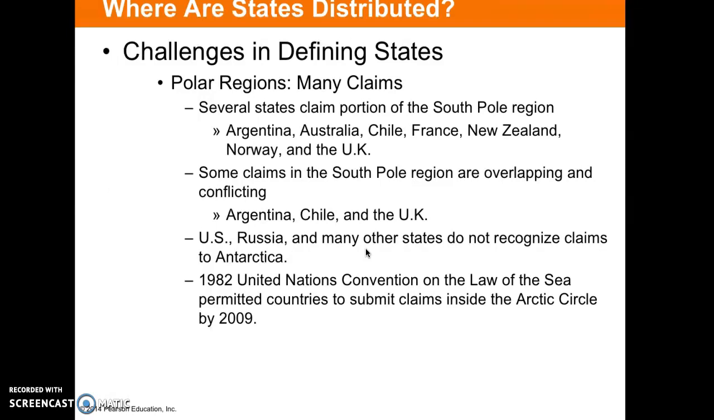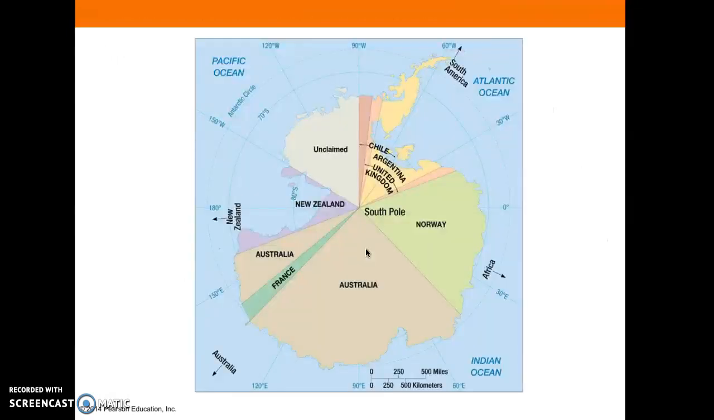Several states are claiming portions of the South Pole region, including Argentina, Australia, Chile, France, New Zealand, Norway, and the UK. And some of these claims are overlapping and conflicting. So we'll talk a little bit more about the challenges in claiming a territory later.